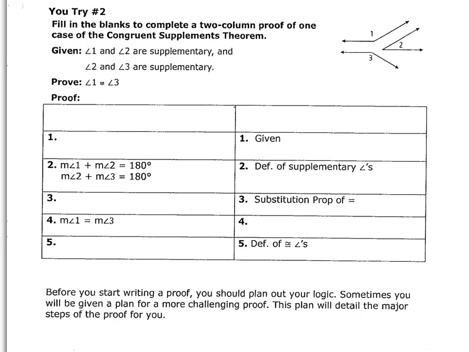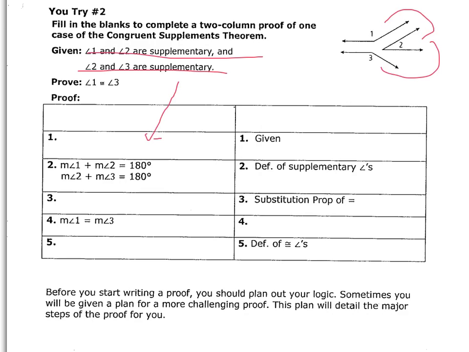So what you need to do is take these two pieces of information and plug them into your geometric proof. Number 2 says measure of angle 1 plus measure of angle 2 equals 180 degrees. So this plus this is 180 degrees, and angle 2 plus angle 3 is 180 degrees. We know that because of the definition of supplementary angles: two angles that add up to 180 degrees are supplementary.